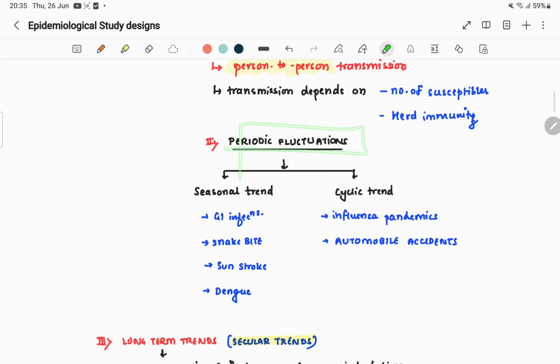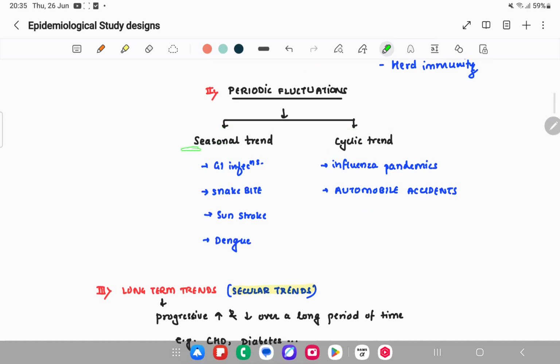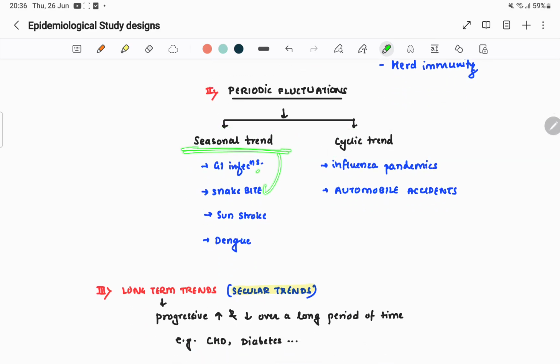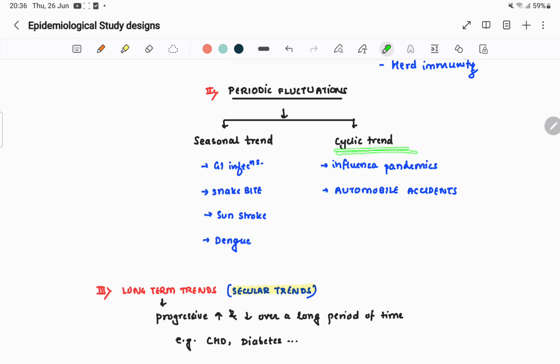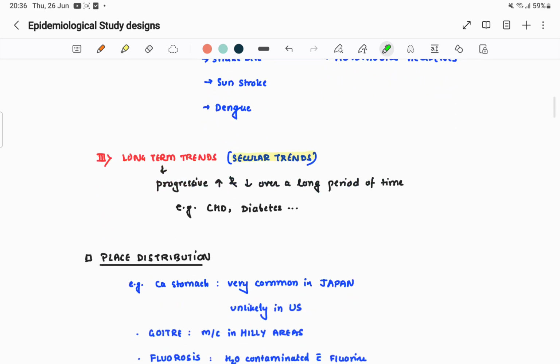Periodic fluctuations, seasonal epidemics and cyclical epidemics. Some infections have a seasonal trend, like snake bite, more common in which season? Rainy season. Sunstroke, which is common in summer season. Dengue, common in summer season, right? Then cyclical trends like influenza epidemics. Every year you took influenza vaccine. Okay, every year or every alternate year. It's a cyclical trend. Automobile accident is a cyclical trend, right?